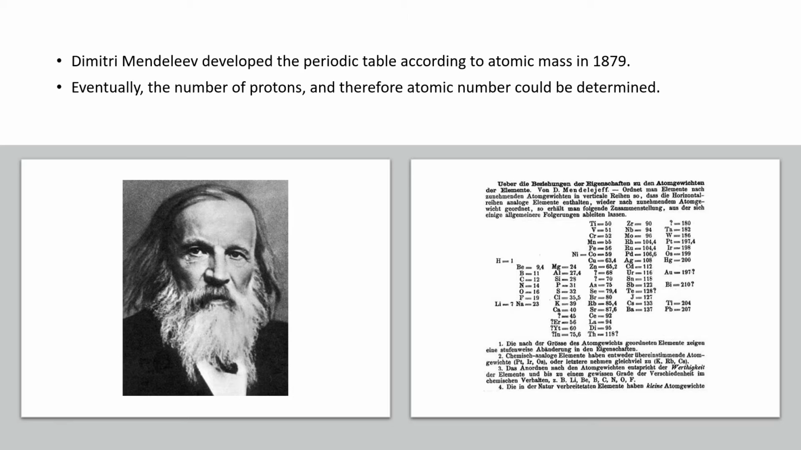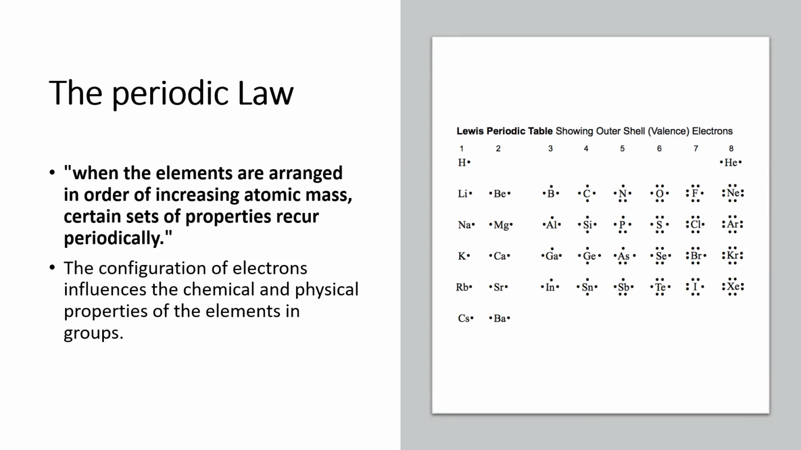So Dmitry Mendeleev developed the periodic table according to atomic mass in 1879. So eventually the number of protons and therefore atomic number could be determined.